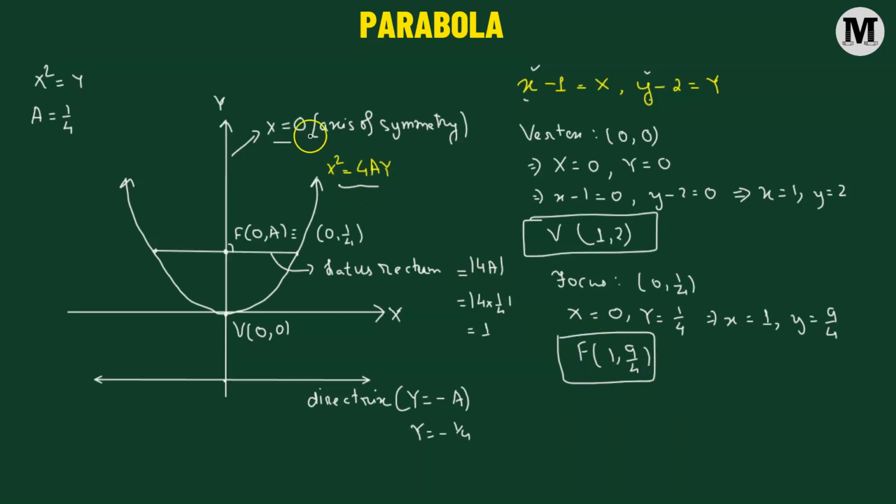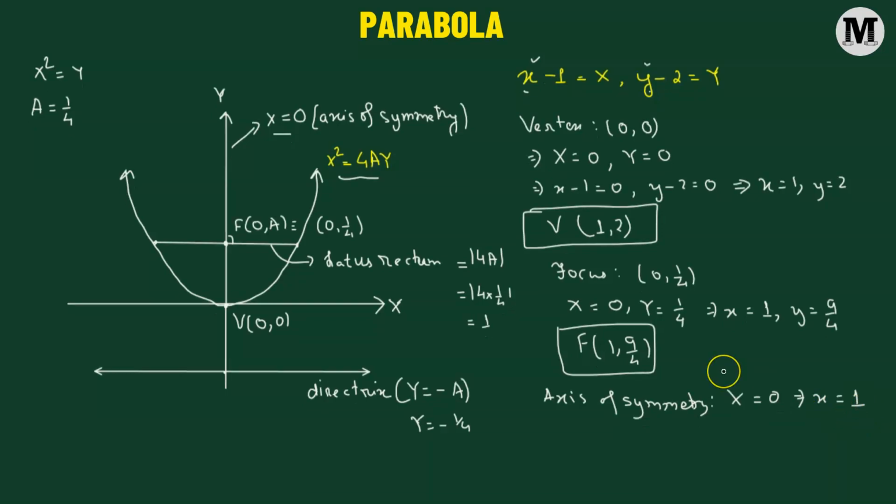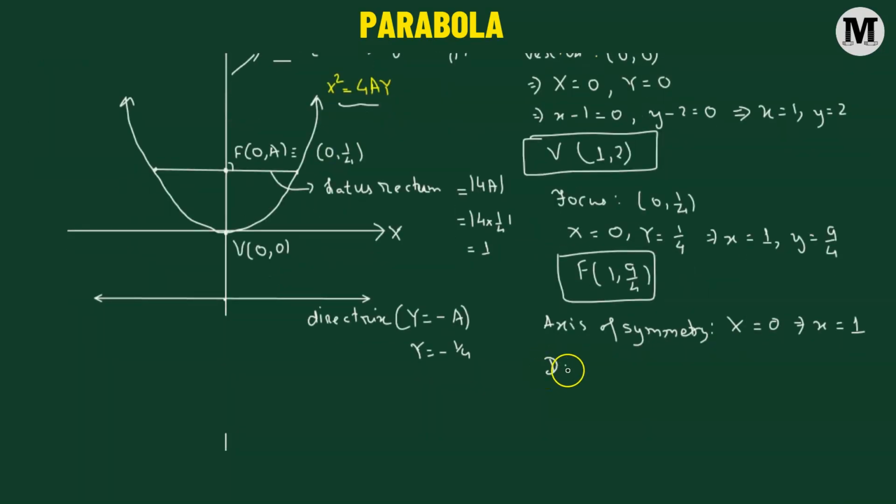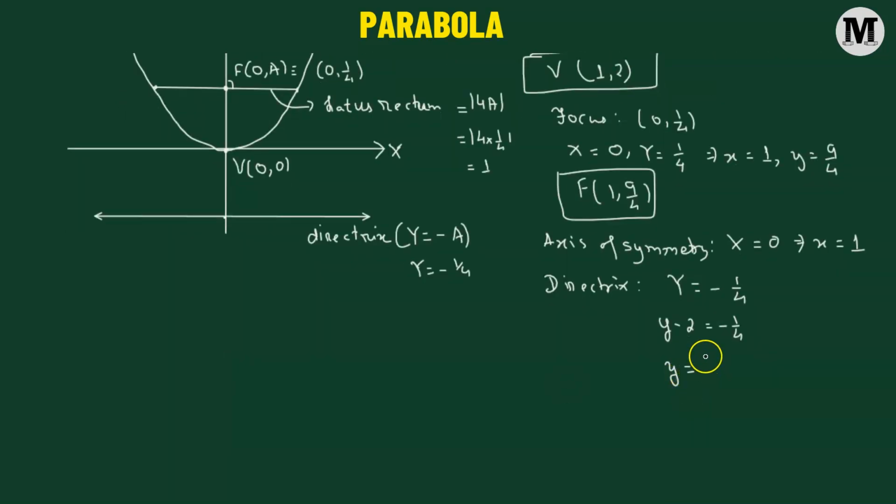Now coming to the equation of the axis of symmetry. The axis of symmetry has the equation X equals 0. When we substitute the value of X with x minus 1, that's going to give us small x equals 1. That's going to be the axis of symmetry. Then we have the directrix. The directrix has the equation given by Y equals negative 1 over 4. Now in place of Y, we're going to replace it with y minus 2, which will be equal to negative 1 over 4. Solving this, we get y equals 7 over 4. That's going to be the equation of the directrix.